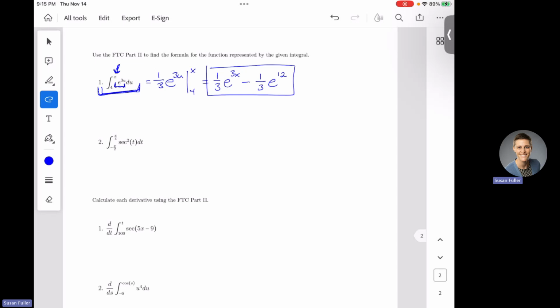If I plugged an x value in, that would tell me the amount of area between e to the 3x and the x-axis from x equals 4 to x equals whatever number I plugged in for x. This is our area function.